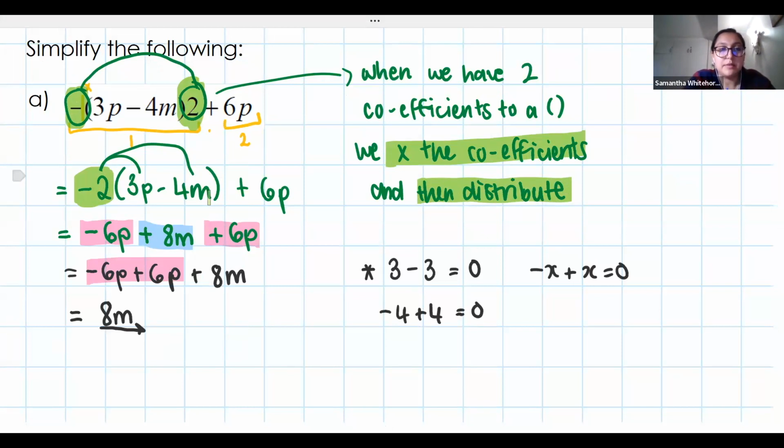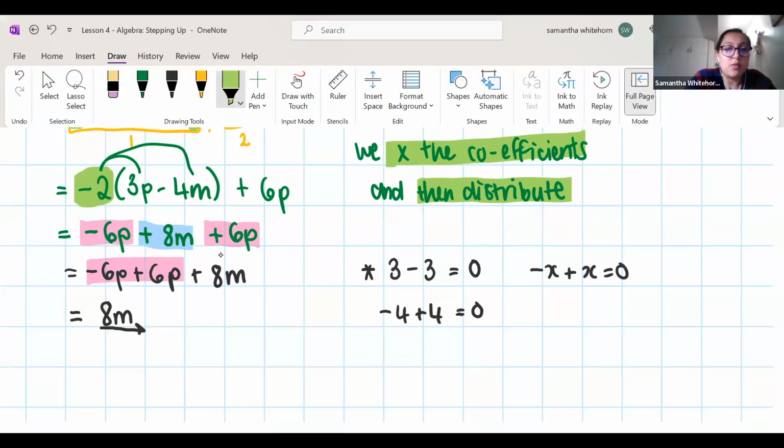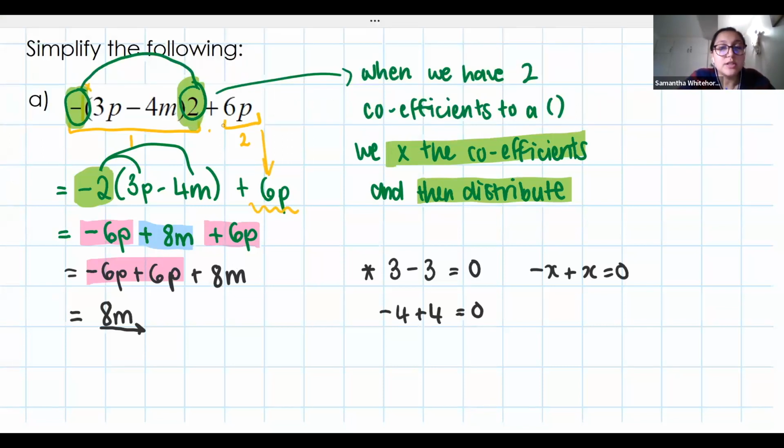-2 times +3p gave me the -6p. Negative 2 times negative 4m gave me the positive 8m. Negative times a negative is a positive. And then I still had my 6p, that was my third term from the original expression, right at the end here because I didn't do anything with it. I couldn't simplify it further.